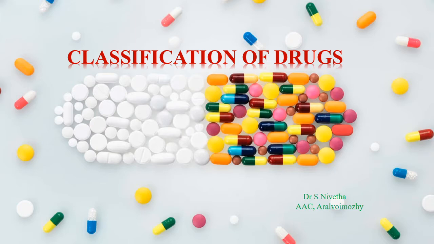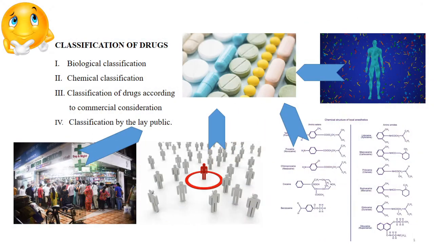Talking about classification, it's really very broad. And here we are categorizing into four. The first one is biological classification, the second is chemical classification, the third is classification related to commercial consideration, and the last one is based on the lay public. So let us see them one by one.